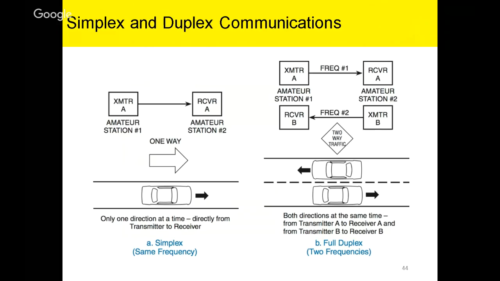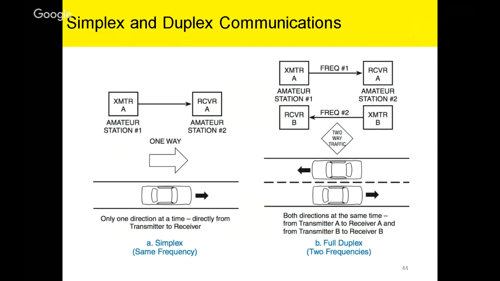If you're using duplex, you could be transmitting on one frequency and receiving on another frequency. Crossband operation is kind of like that, where you might transmit on VHF and receive on UHF, and your buddy is receiving your VHF signal and transmitting on UHF back to you.